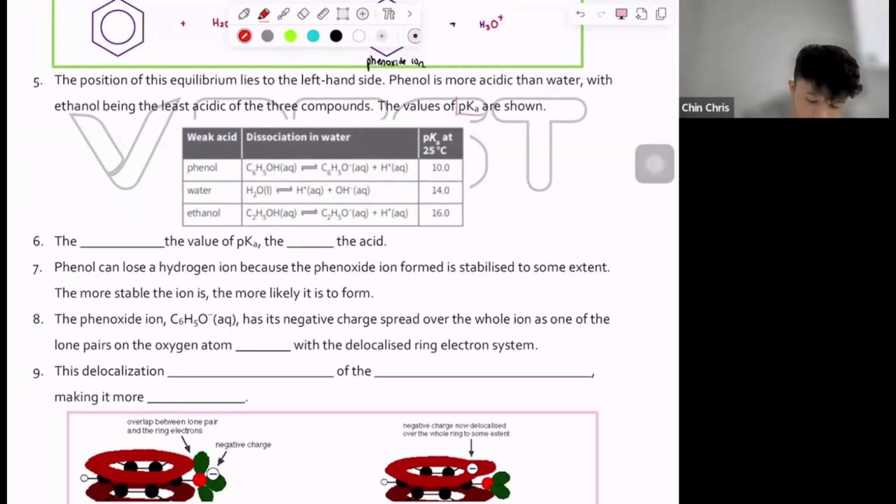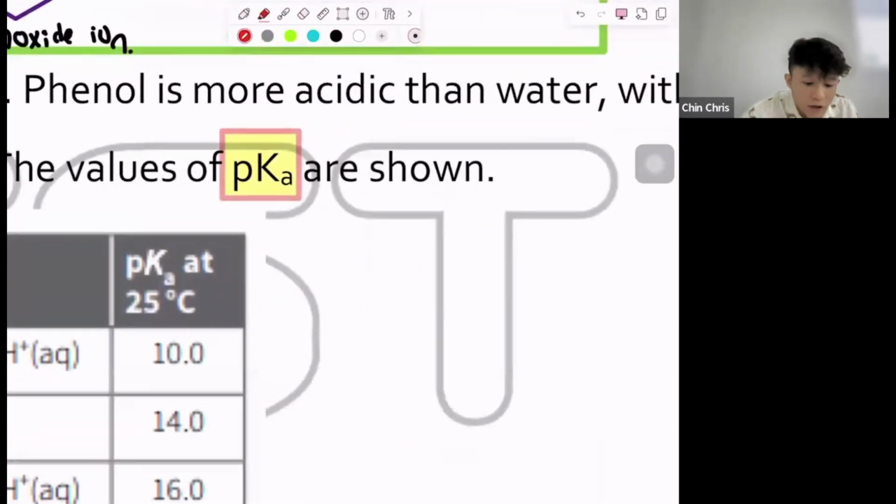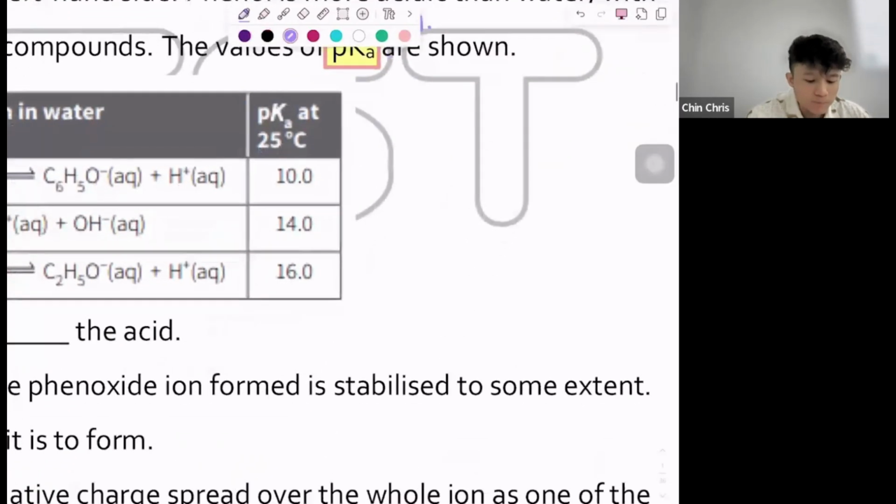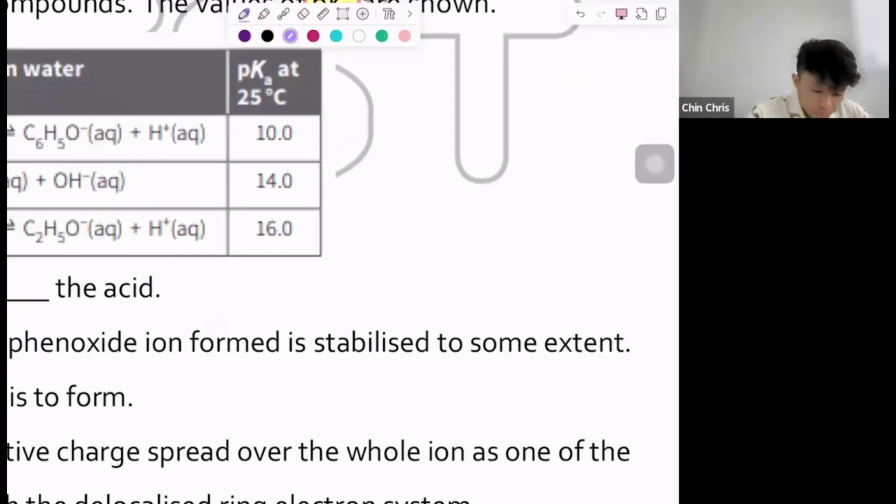So guys, look at the pKa value. I haven't really taught you guys about the pKa value yet. So what is the pKa value? You just imagine and read it as pH. So the moment you see pKa, just read it as pH. Okay, so guys, now let's look at this. We have pKa at 25 degrees: 10, 14, 16. Which one is the most acidic? Which value? 10. Good job. Again, the lower the pKa, you can just read it as the lower the pH. So this is the most acidic. Understand? Clear?